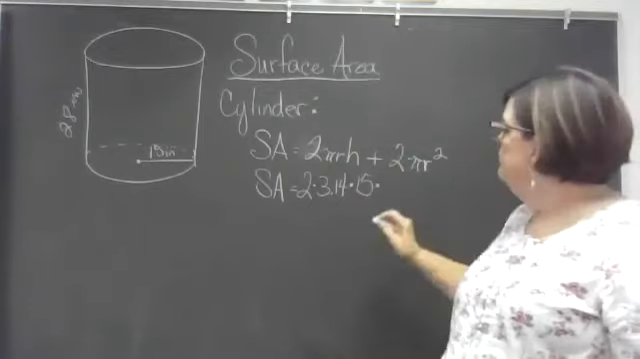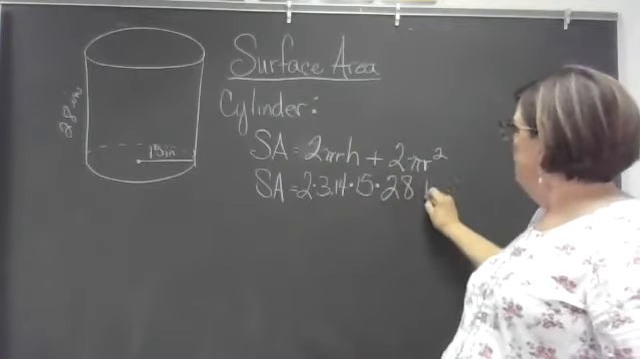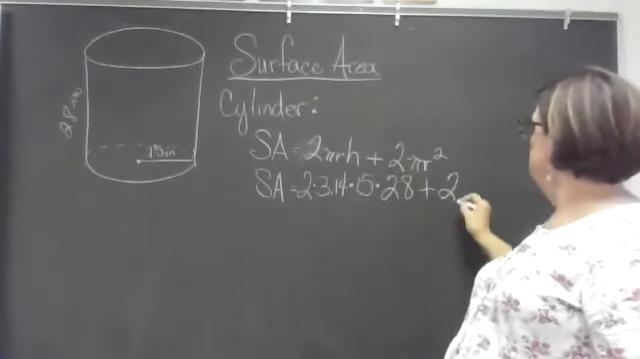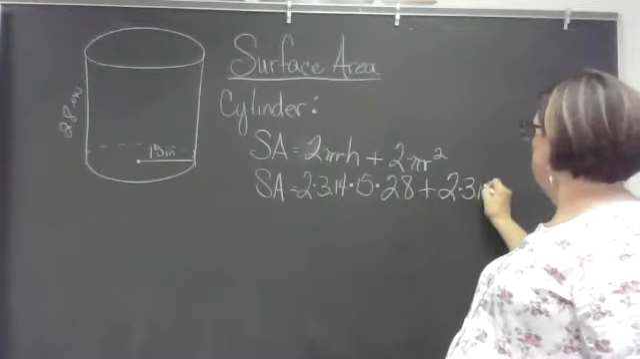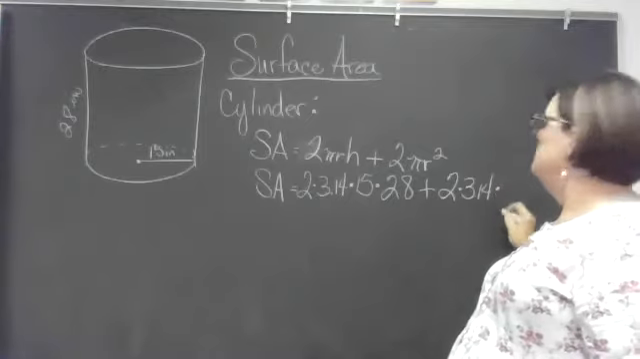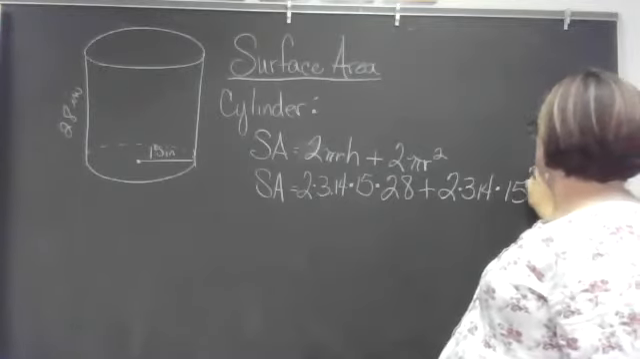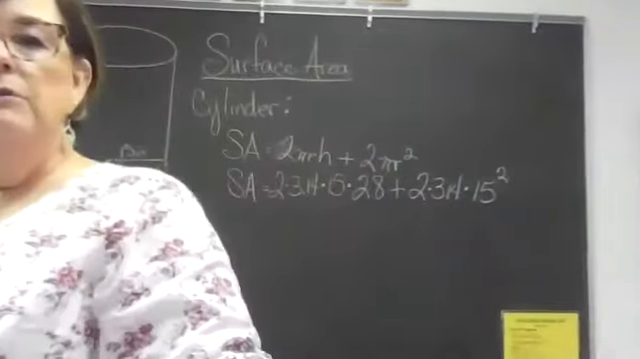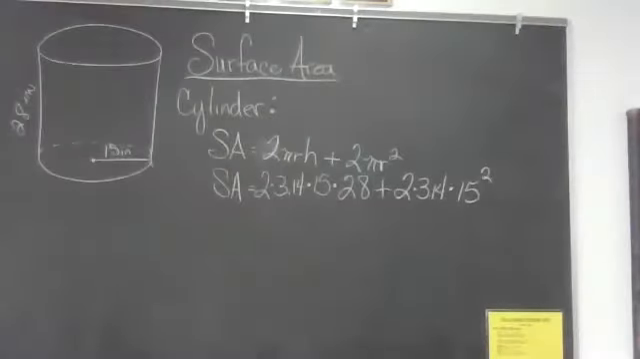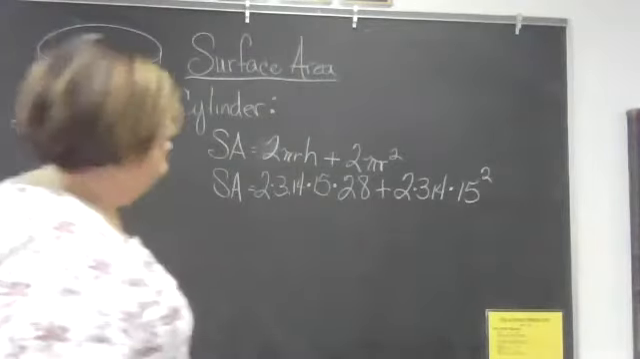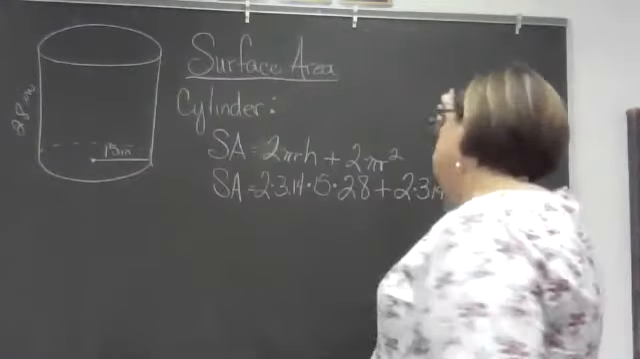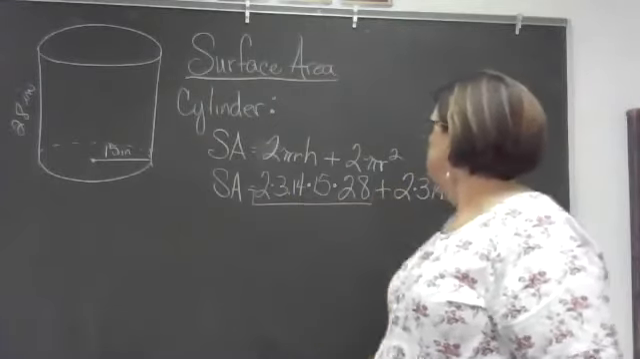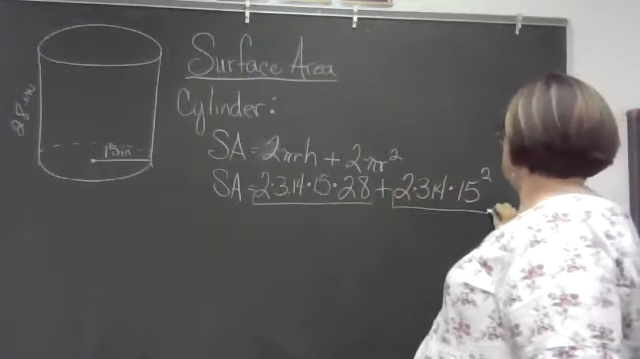And then the height of the cylinder, 28, plus 2 times 3.14 times 15 squared. Now we have all the numbers that we need. And if you're careful, you actually could put every bit of this in the calculator at one time. Okay, I'm going to do the first part in the calculator and then the second part.